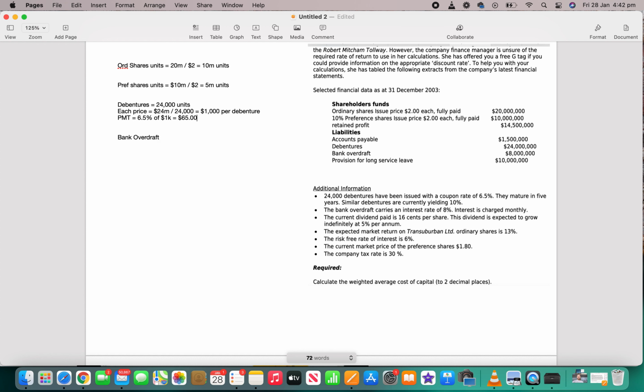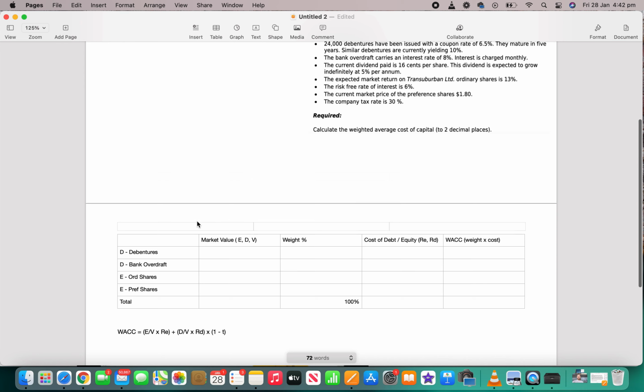So is there any information from that? I think that's all the information about debentures in the additional information. So what we can do is start populating our little table.